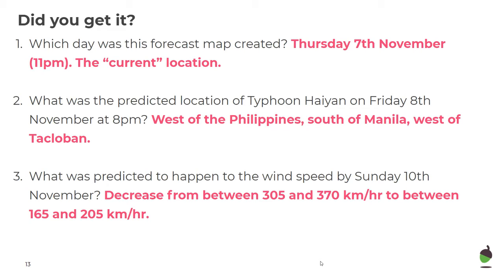Number 2, what was the predicted location of Typhoon Haiyan on Friday the 8th of November at 8 p.m? You could have written west of the Philippines, maybe south of Manila, west of Tacloban. Number 3, what was predicted to happen to the wind speed by Sunday the 10th of November? So it's expected to decrease, but what I have done in my answer is I've included some specific figures. So it's to decrease from between 305 and 370 kilometres per hour to between 165 and 205 kilometres an hour.